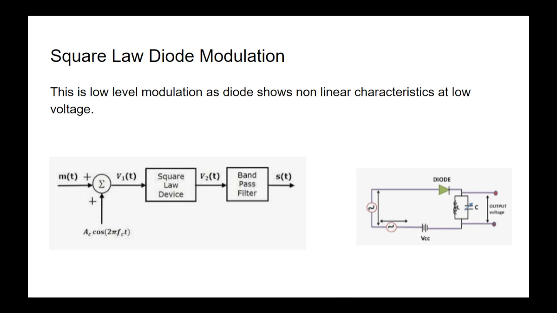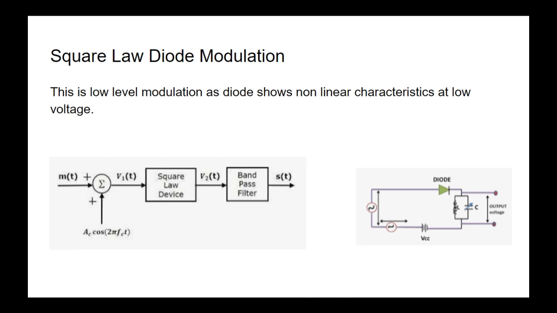Square law diode modulation. In the last slide, I told why we need a nonlinear system: its output is in terms of the square of its input, and by squaring the input we get multiplication of two different inputs. The square law diode does the same thing. This is low level modulation, as the diode shows nonlinear characteristic at low voltage.